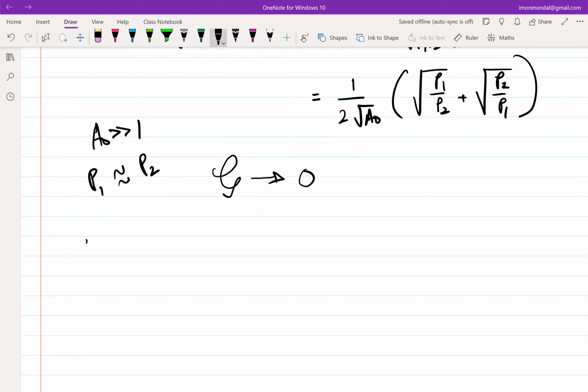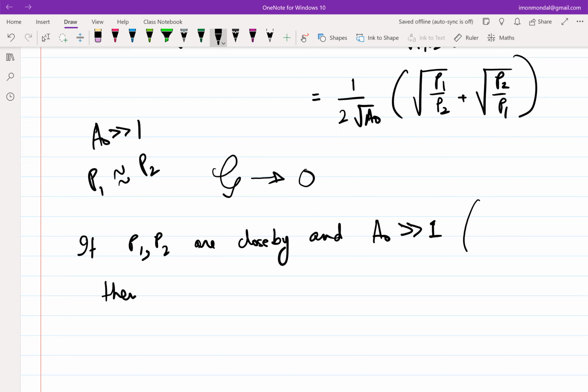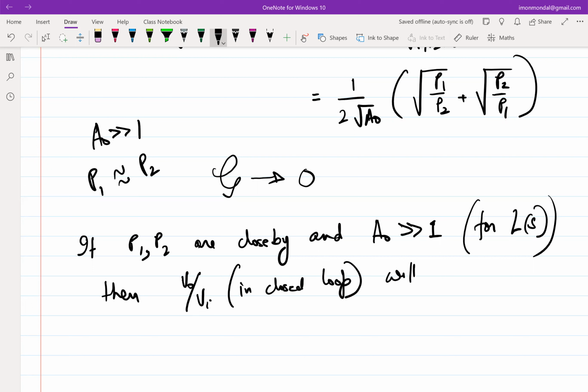So the conclusion from this is, if P1 and P2 are close by and DC gain is high, that is, A0 is much greater than 1, this is for L of S, where L of S is the open loop, then V0 by Vi in closed loop will have an underdamped response.